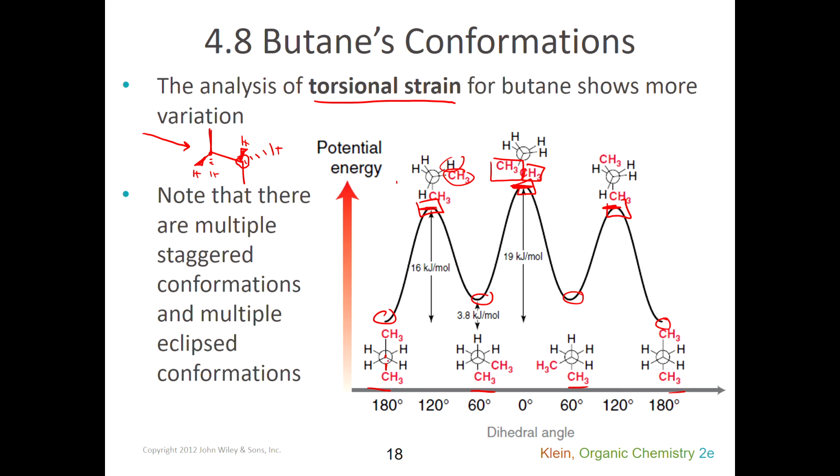What I have down here, everything's staggered in each one of these 4 on the bottom. The difference is when I stagger the largest groups anti to one another, or 180 degrees dihedral angle, that's a little bit more stable than if they're 60 degrees dihedral angle. So sometimes I ask students, what's the most stable to least stable dihedral angle for large groups on adjacent carbons? So let's just talk about that.